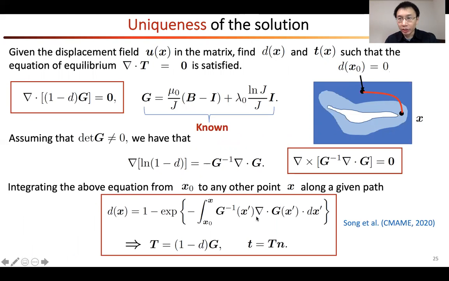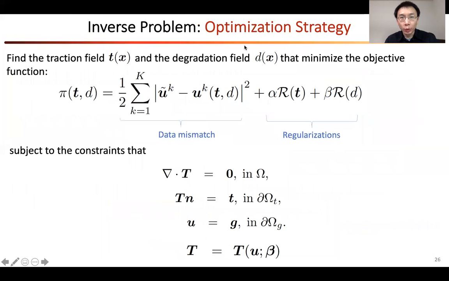But these expressions work only when the measurement is perfect and doesn't contain any noise. Okay, so in practice, the measurement is of course always noisy, right? So we need to use an optimization strategy. The idea is exactly the same as what I introduced before. The goal is to find the traction field and degradation field that can produce a predicted displacement field that best matches the measurement. All right, so exactly the same idea.